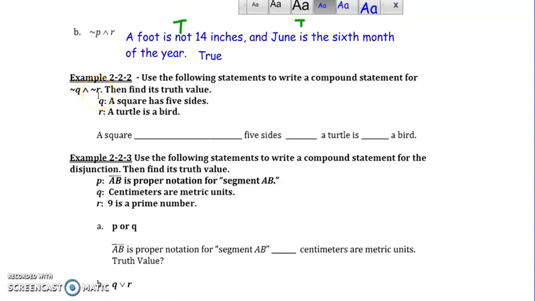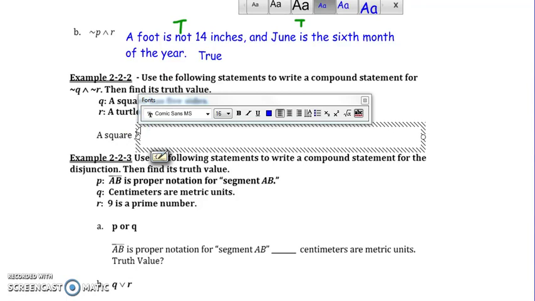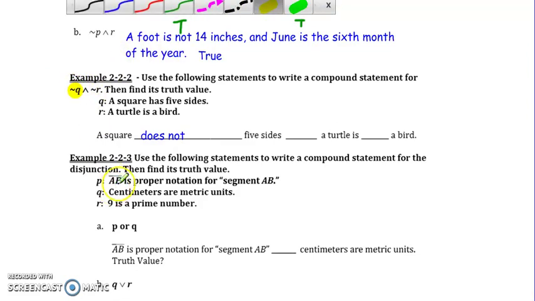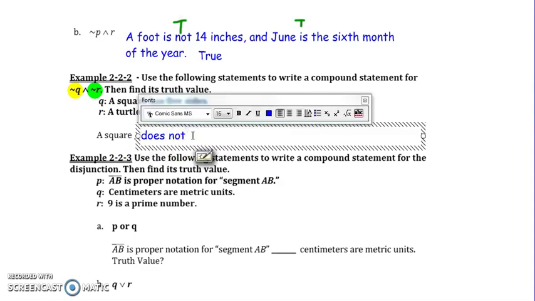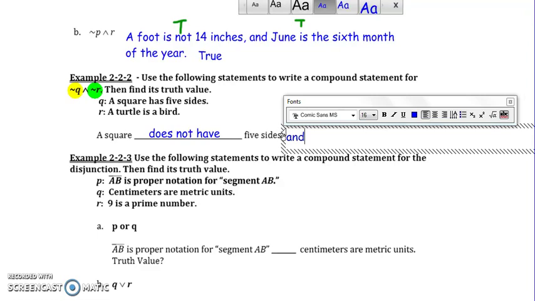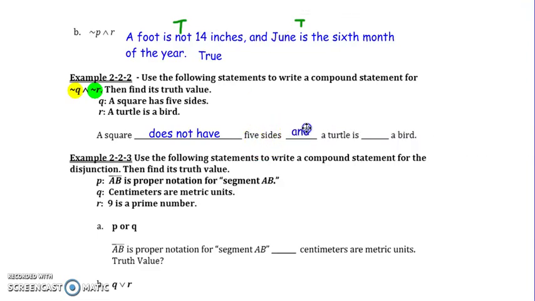All right, so let's look at this example down here. Not Q and not R. So a square, and then we're going to put "does not", because we're negating our Q. We're saying not Q. And then we're saying not R, so we need to negate. So "does not have 5 sides". And then we need to add our word "and", since we have that upside down V shape, that's the word "and". It's almost like an A without the little line.